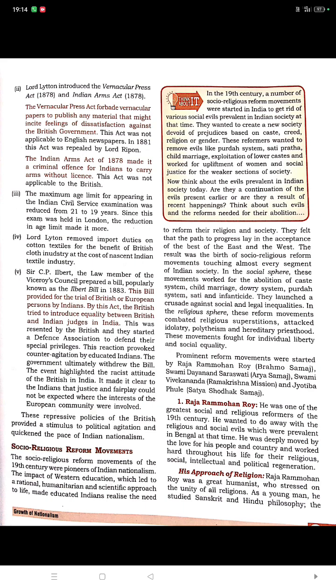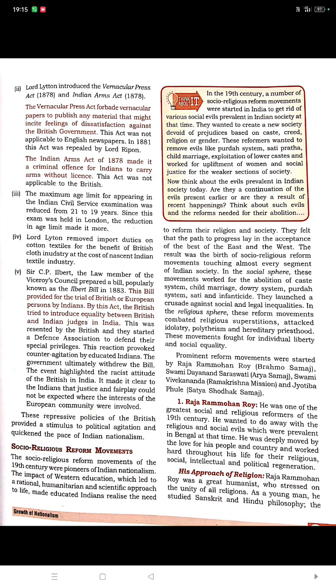Next, the social, intellectual, and political regeneration. His approach to religion. Let's see. Raja Ram Mohan Rai was a great humanist who stressed the unity of all religions. He was very intent on the unity of all religions in India.